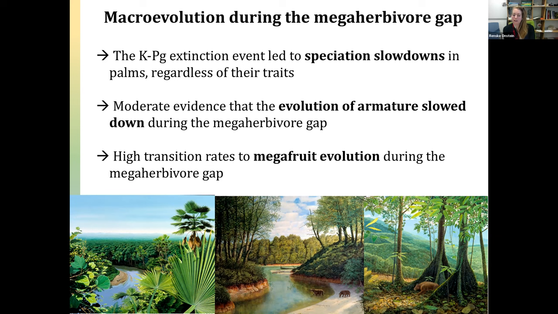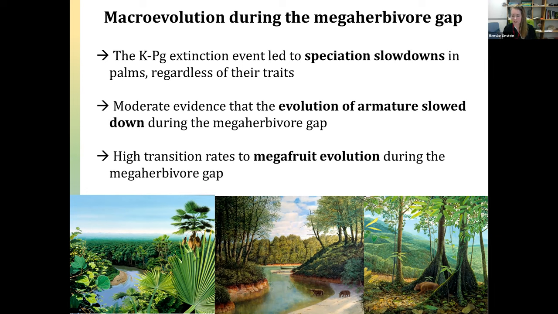However, we do see the opposite if we look at megafauna fruits. We see very high transition rates to evolving megafauna fruits during this time. And we think this is linked to the fact that these megafauna fruits didn't entirely depend on mega herbivores for their dispersal. They can also be dispersed by animals that are maybe not 1,000 kilograms, but are pretty large, like 100 or 40 kilograms. And this means that these actually radiated during this time, during the mega herbivore gap.